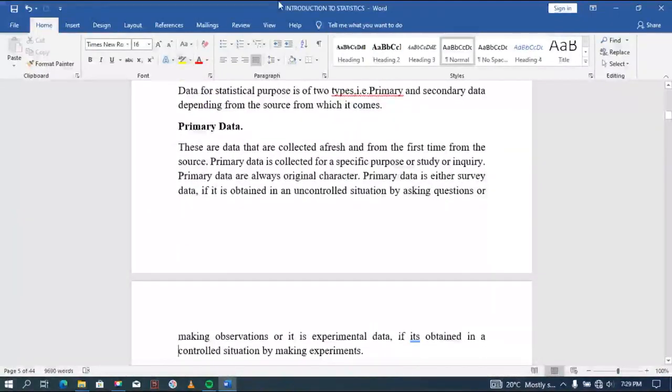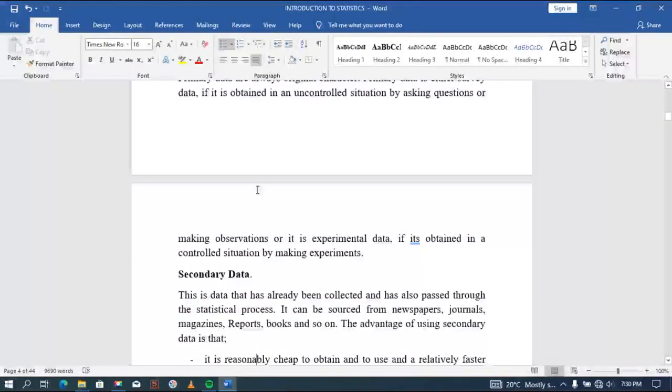So we have primary data. These are data that are collected afresh and for the first time from the source. Primary data is collected for a specific purpose or study or inquiry. It always possesses an original character, and it can either be survey data, if it is obtained in an uncontrolled situation by asking questions, or it can be collected by experimentation. That is, if someone collects it through making experiments.